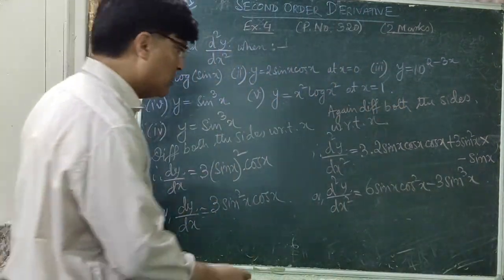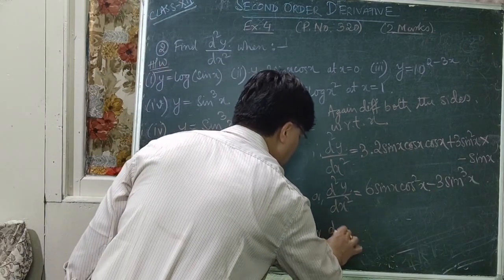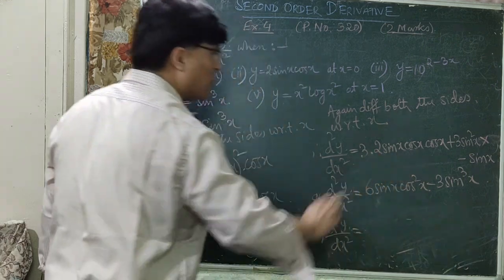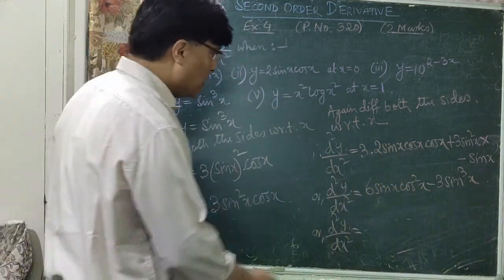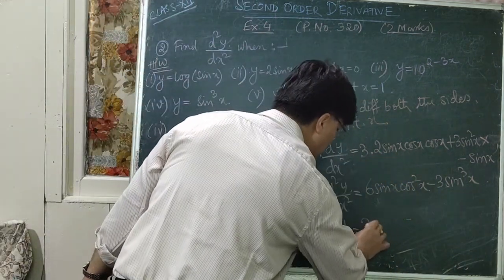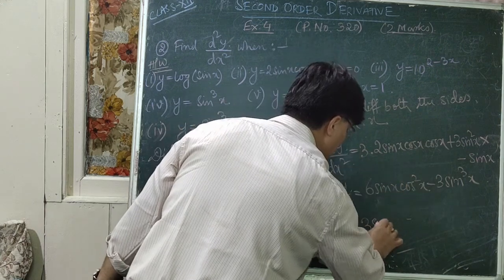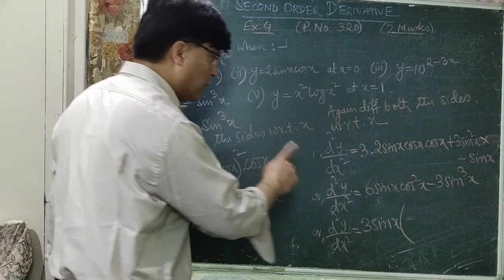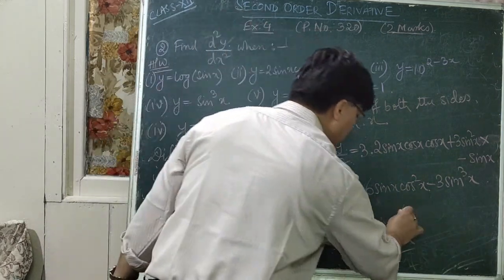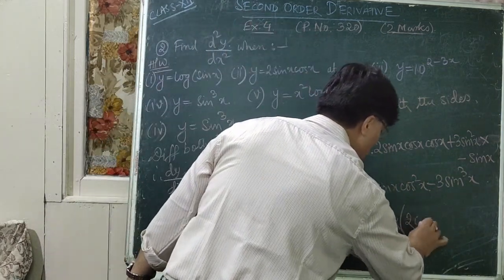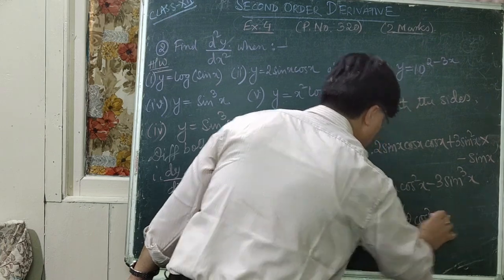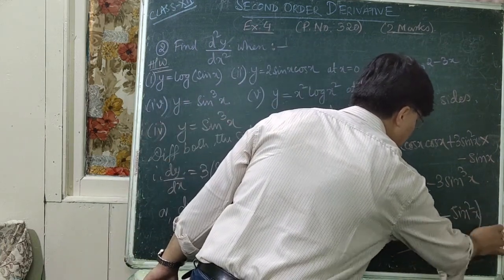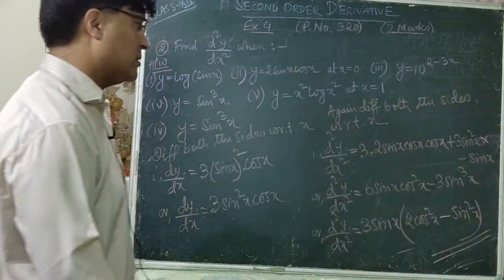Now you can take common here, right? Or d2y by dx square is equal to, what is common in this case? 6 or 3, 3 is common, sin x or sin cube x, sin x is common. So within bracket, what do we get? If 3 sin x is taken common, what do we get? It is 2 cos square x minus sin square x. So this is the final answer.